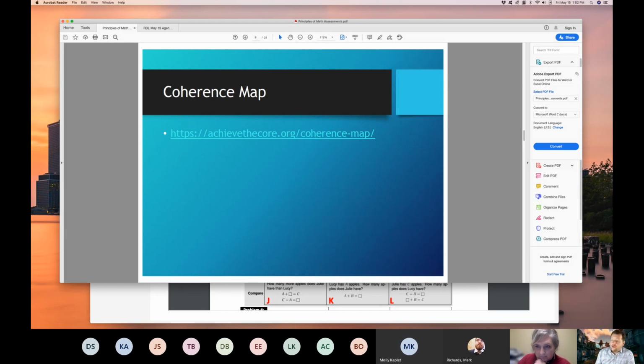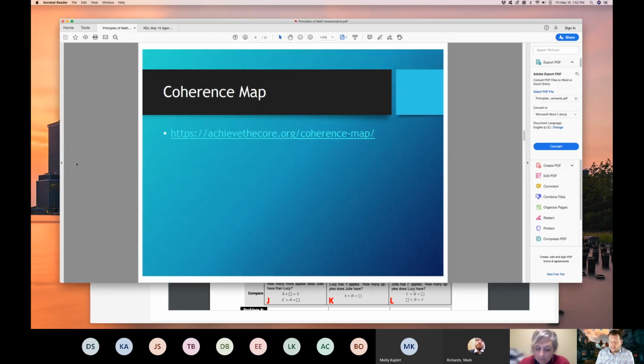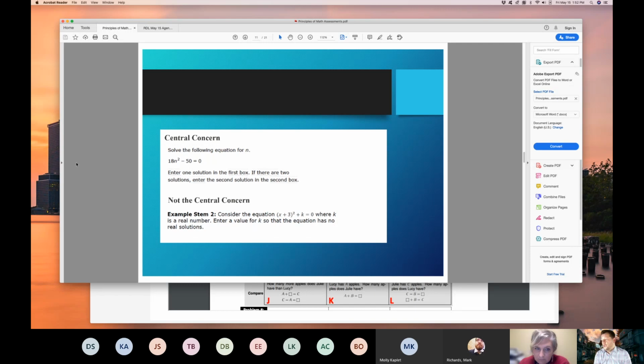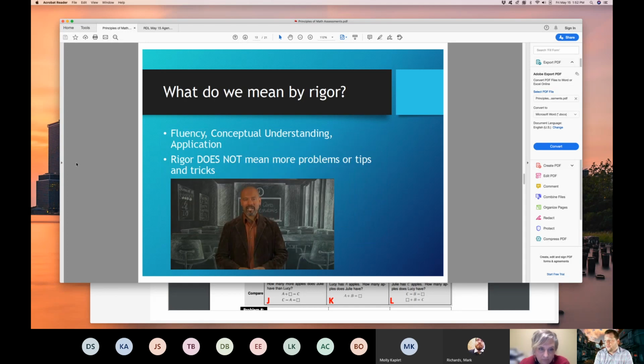So one other additional resource I wanted to mention is the Coherence Map. You may have seen that. That's a great place where teachers can find the connections between these types of major work and other aligned problems if they need some other examples. So I also have up here some problems illustrating that as well, if you need some examples with your teachers to actually show what that looks like at a higher grade level.